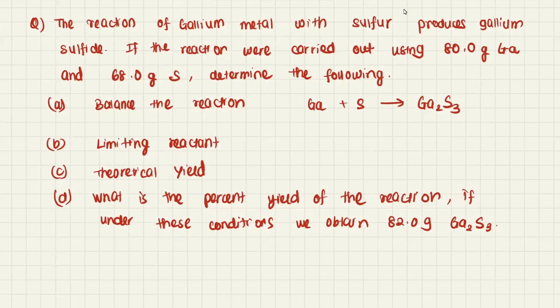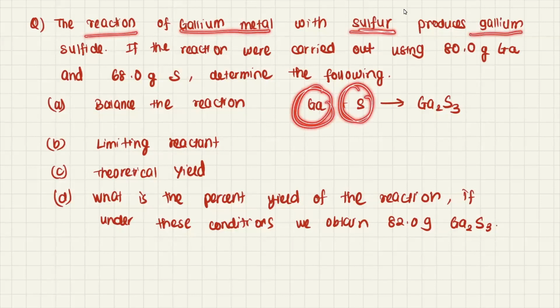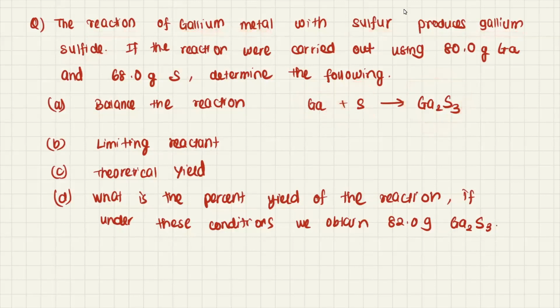Hi, today we are going to do some limiting reagent questions. Let's read the question first. The reaction of gallium metal with sulfur produces gallium sulfide. So we have here gallium sulfide. If the reaction were carried out using 80 gram of gallium and 68 gram of sulfur, determine the following.